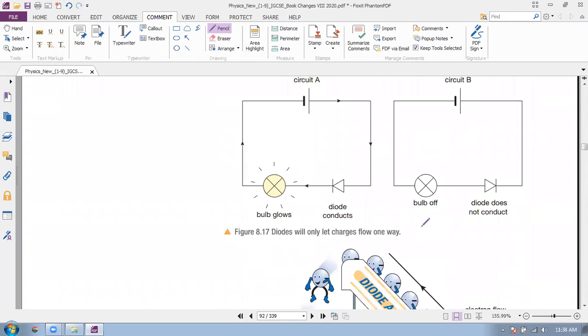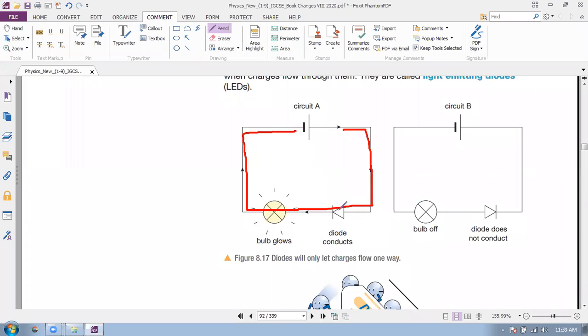And finally, diode. Look at this. These are the symbols of a diode. Current can flow this way if the diode is connected like this. But current cannot flow this way. A diode allows current to flow only from this direction to this direction.